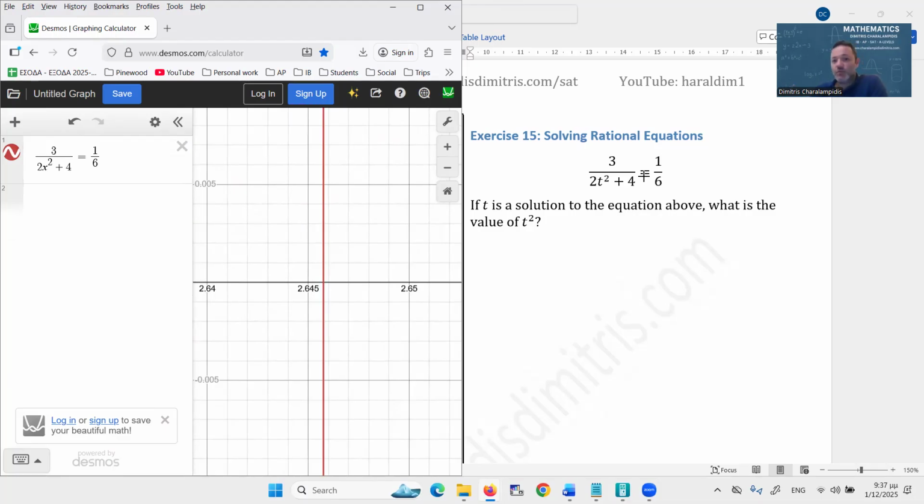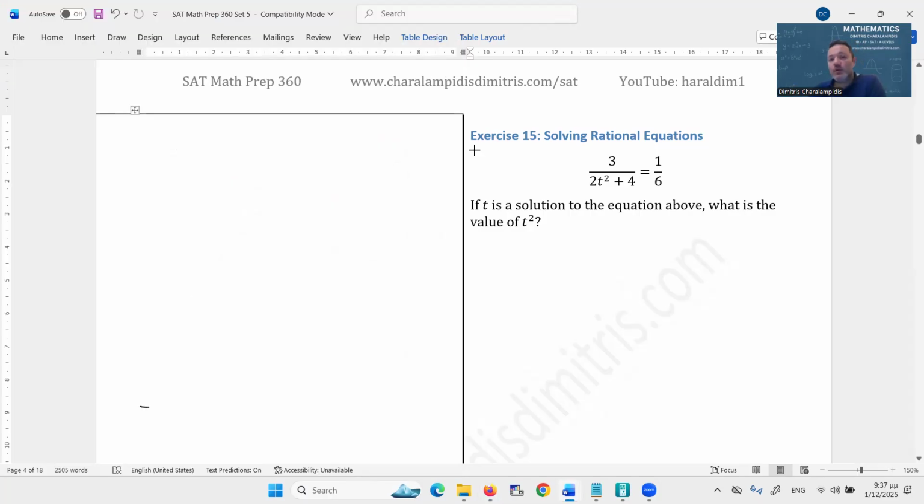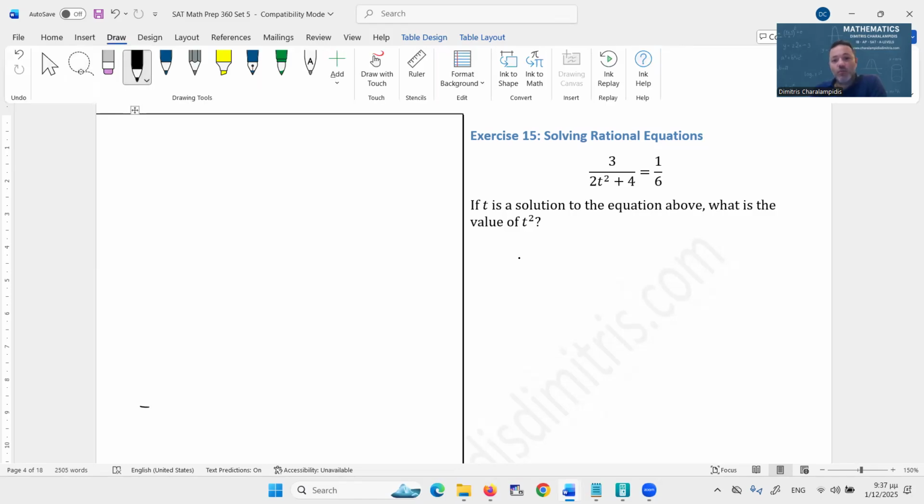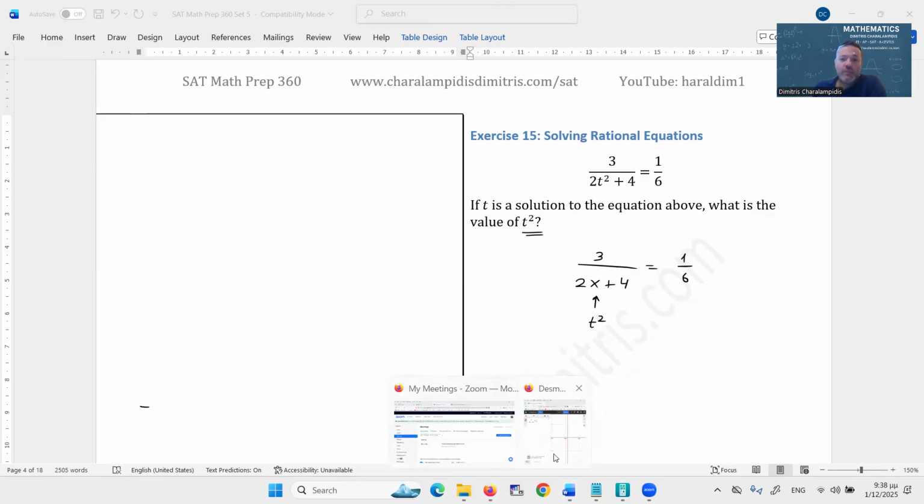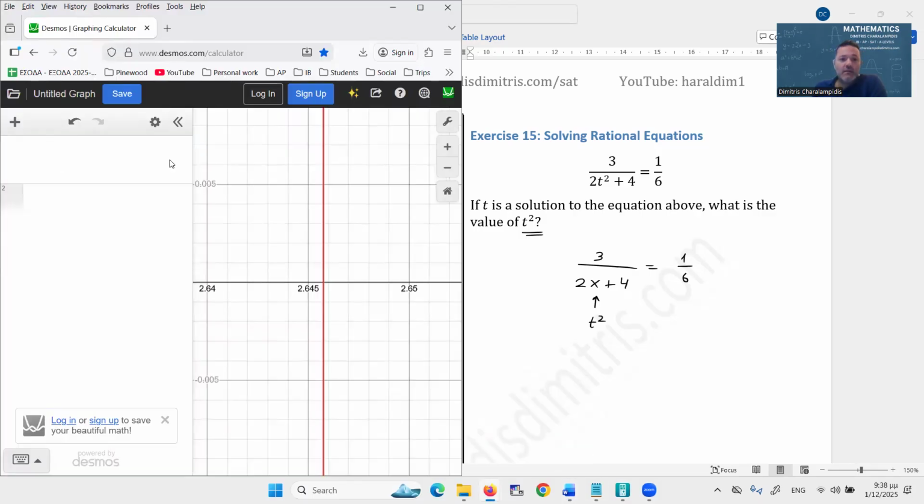Instead of making Desmos solve for x, we will make it solve for the entire t squared, because don't forget that this is what we want. So I will input in Desmos 2x plus 4 equals 1 over 6. And now I'll know that when Desmos responds back with x, that's t squared, which is basically what I wanted to get. So let's try again.